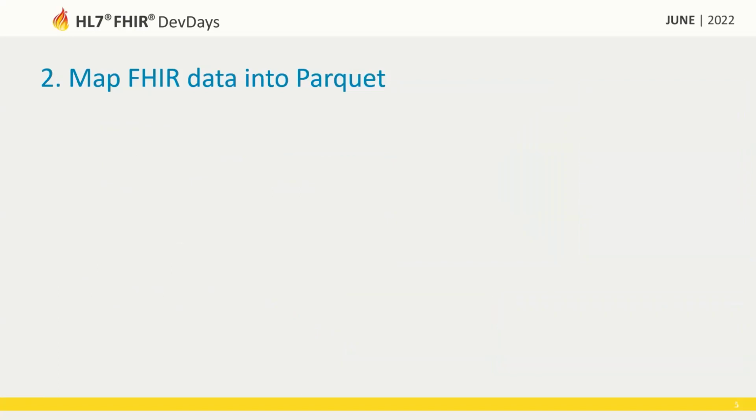So, now you know how to store data into Parquet format from a general perspective. Here are some gaps you need to handle when you are about to design the Parquet schema for each FHIR resource. I listed some of them here, and we'll talk about how to handle those gaps.